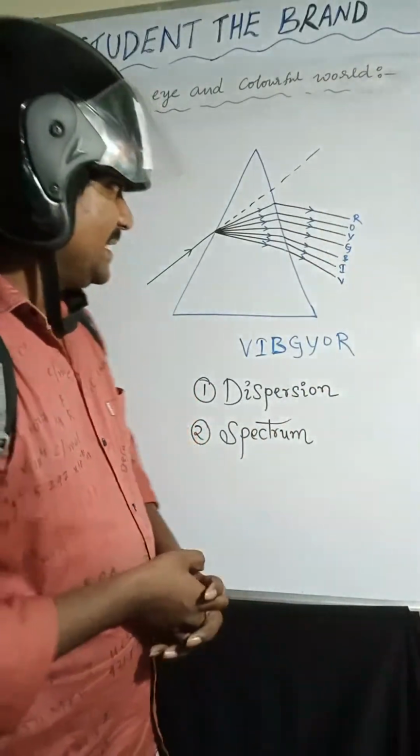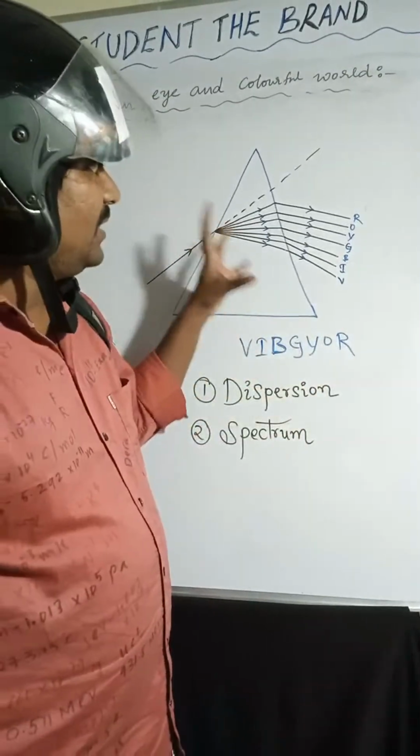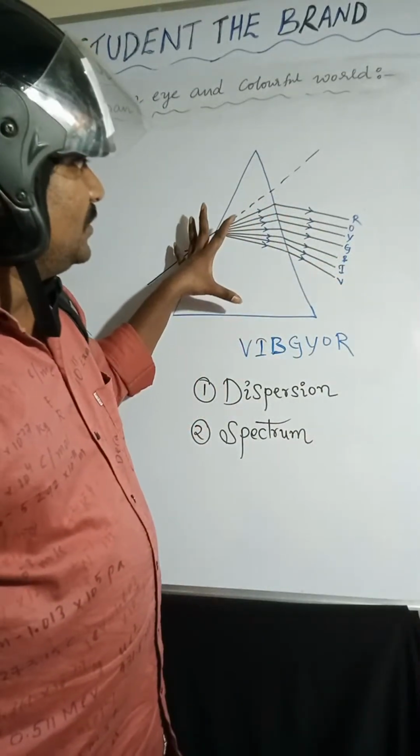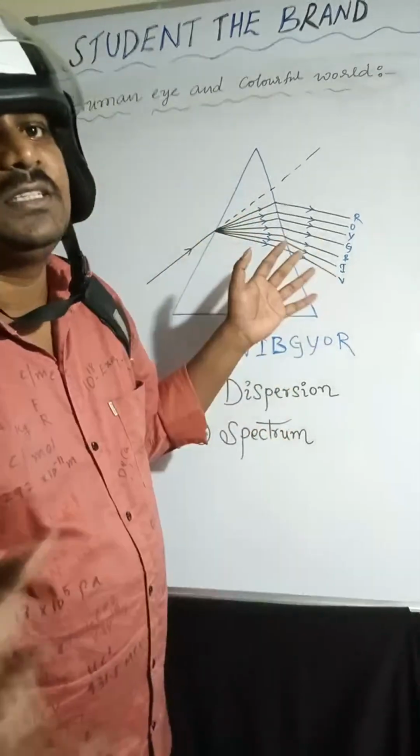Actually, Newton split the white light into 7 colors. He sent the white light through a prism, and so the white light splits into 7 colors.